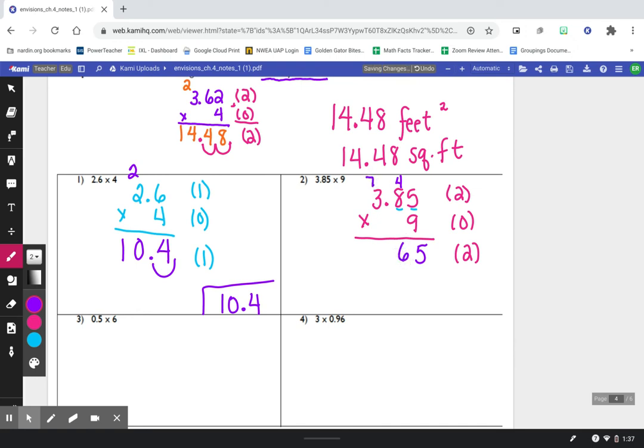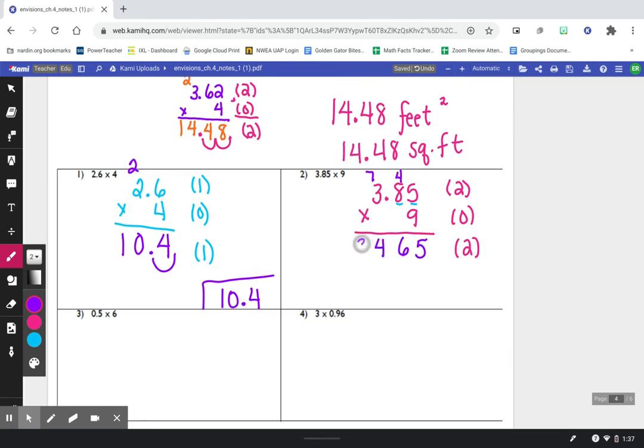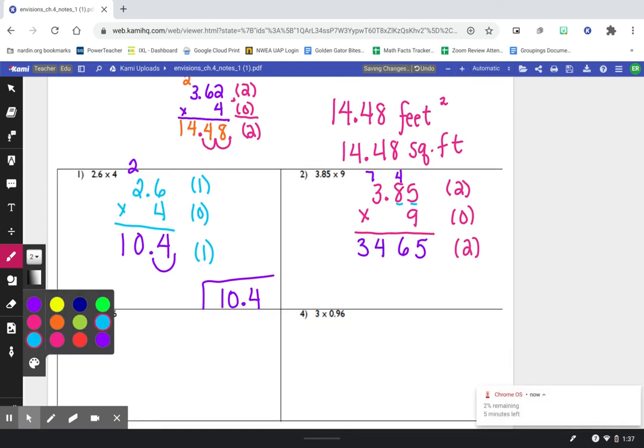9 times 3 is 27. Plus 7, 34. Now before we can stop, we have to add in the 2 decimal places. So 1, 2. And your answer is 34 and 65 hundredths.